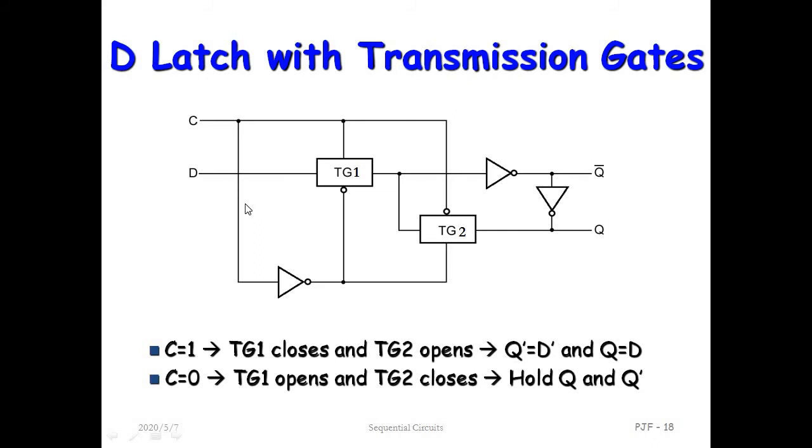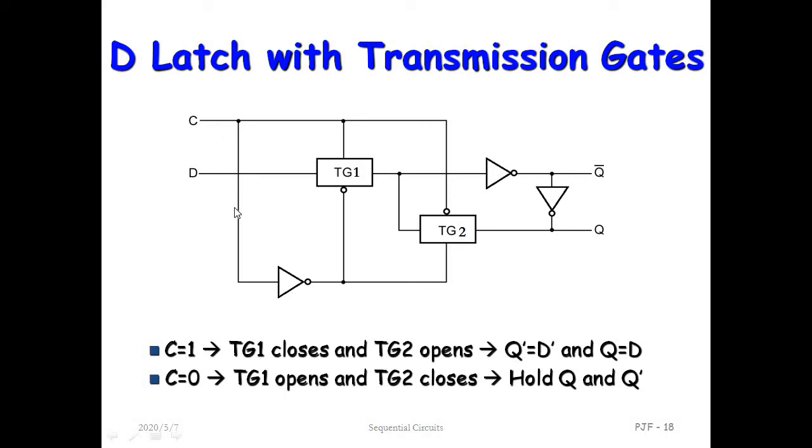These are the basic building blocks of transmission gates. That is TG1, which is gate number 1, and TG2 is gate 2. So when the clock is equal to 1, TG1 is closed, which means a short circuit. D is always inverted, that is Q bar. Q is equal to D, and Q bar is equal to D bar, because we get the complement: when you apply 0 it is 1, when you apply 1 it becomes 0.